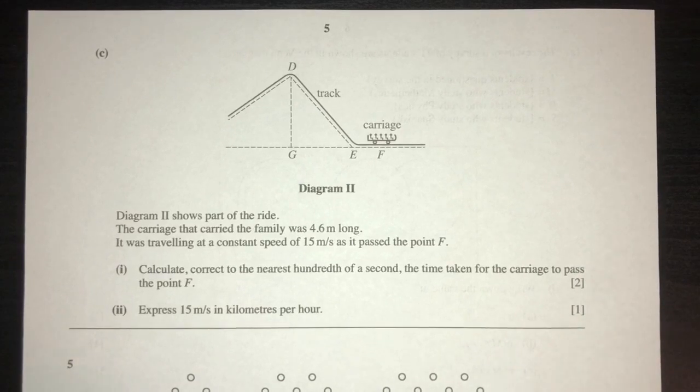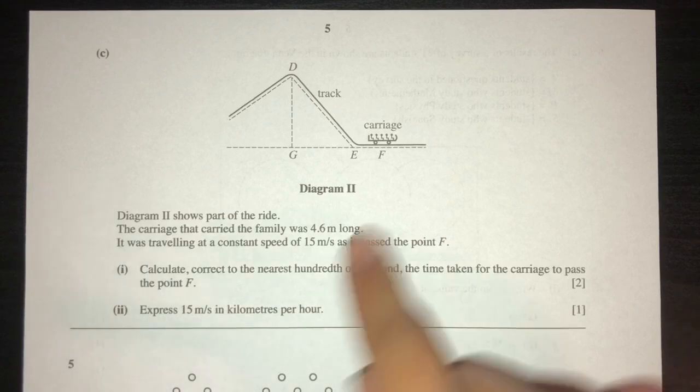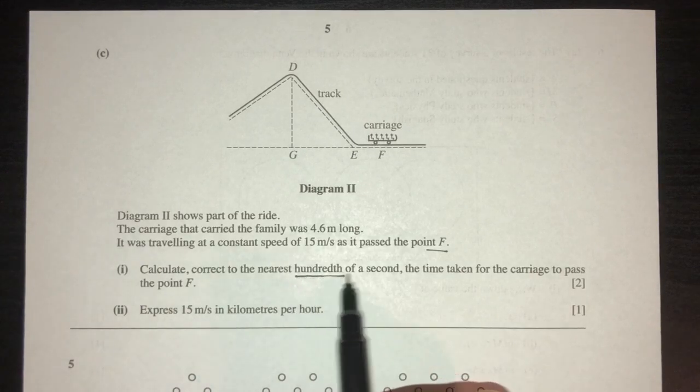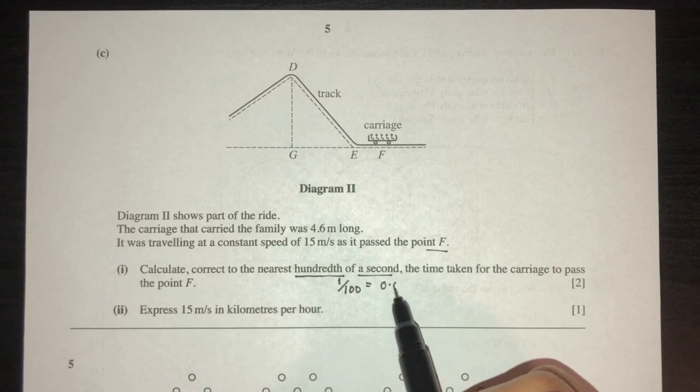So part C, we have the diagram shows part of the ride. The carriage that carried the family was 4.6 meters long. This is the carriage, and the length was 4.6 meters. Now, it was traveling at a constant speed of 15 meters per second as it passed the point F. Now, part 1, calculate correct to the nearest hundredth of a second. So, hundredth is 1 over 100. If you convert, that will be 0.01.